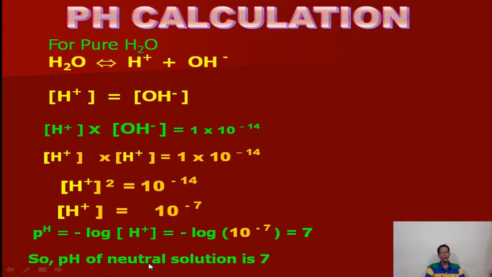So the pH of every neutral solution is 7. Not only water, for all neutral solutions, which are neither acidic nor basic, the pH value is 7. So this calculation indicates how the pH value will be calculated for a solution.